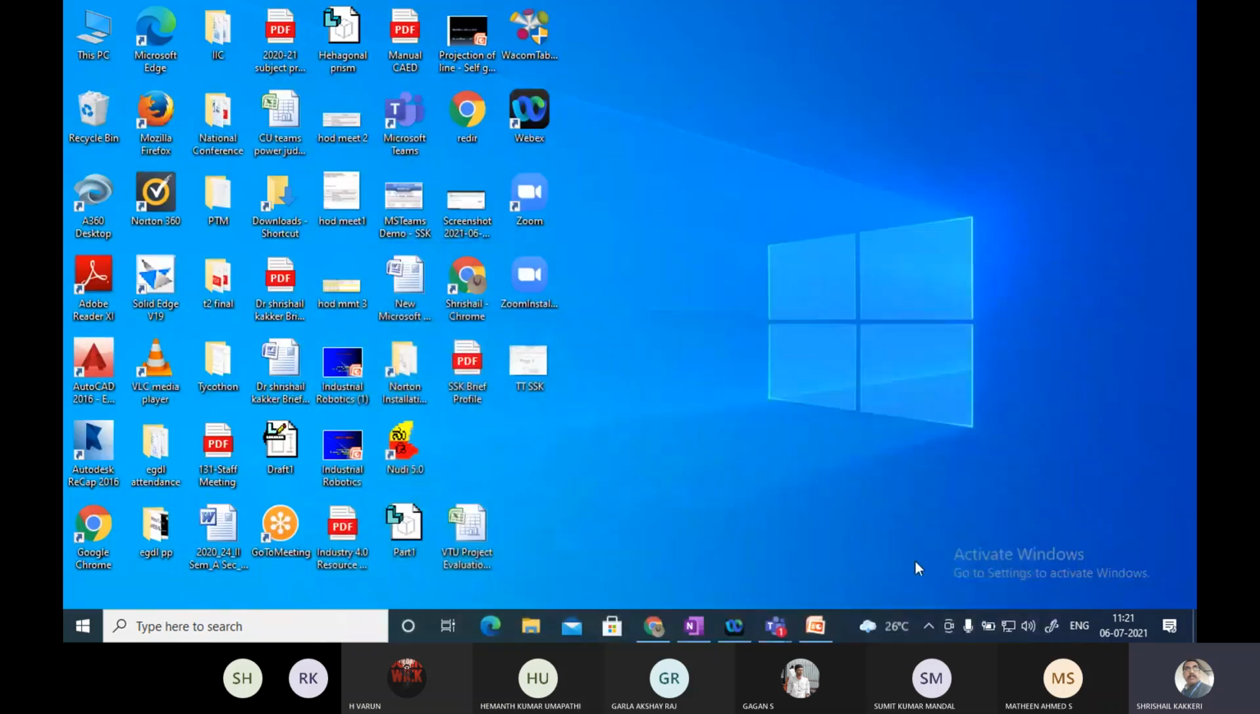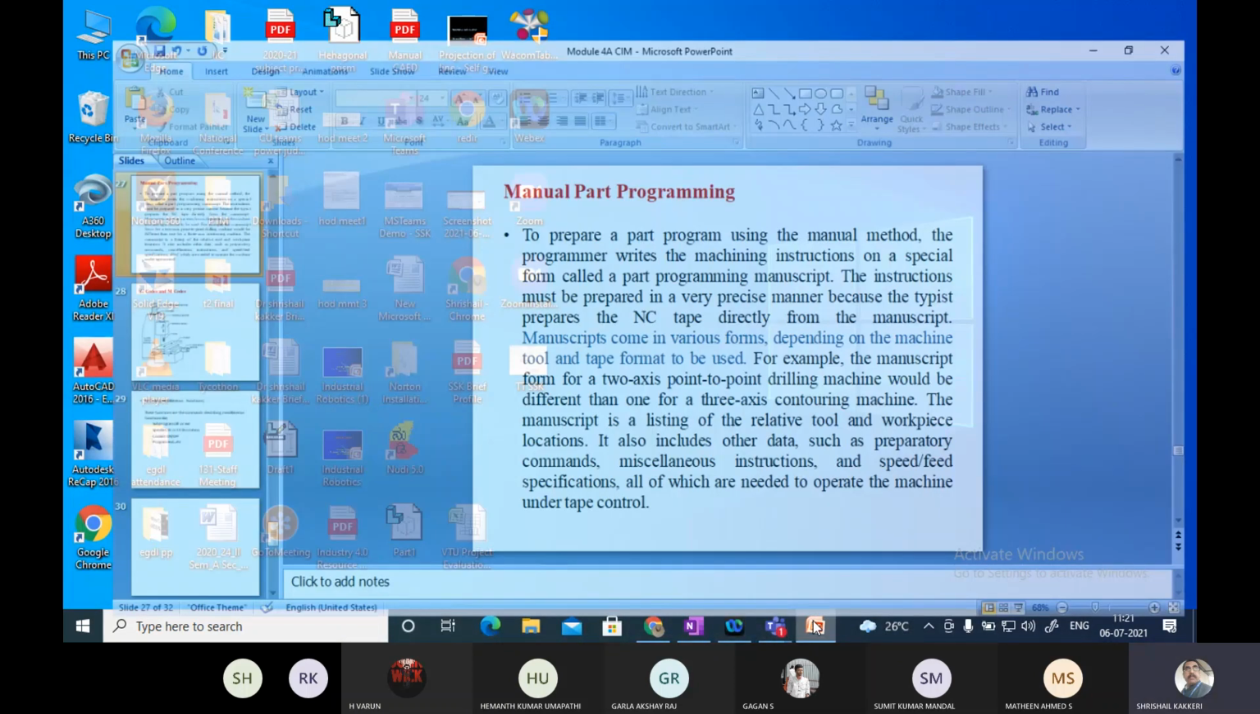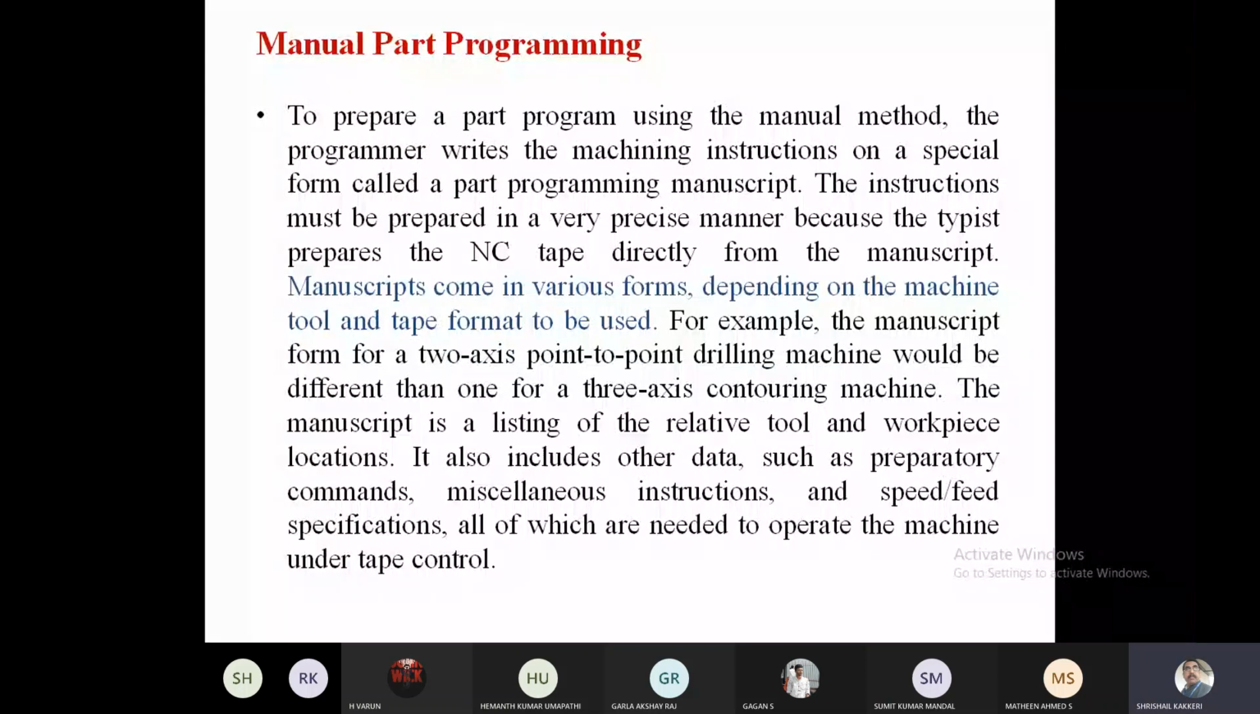And after this, let me come to the part programming, manual part programming. In manual part programming, this is a method of preparation of the program. The programmer is going to write the instructions, that is called a special part programming manuscript. And the manuscript the programmer prepares will vary from machine to machine.